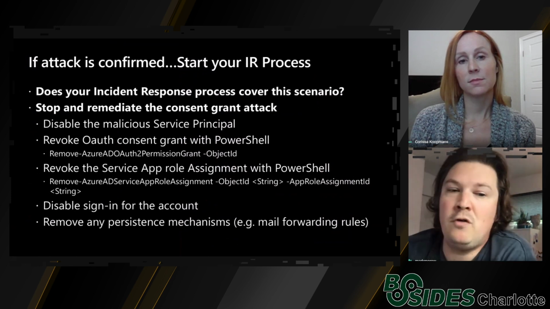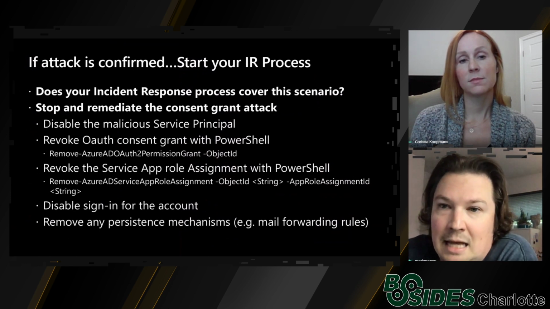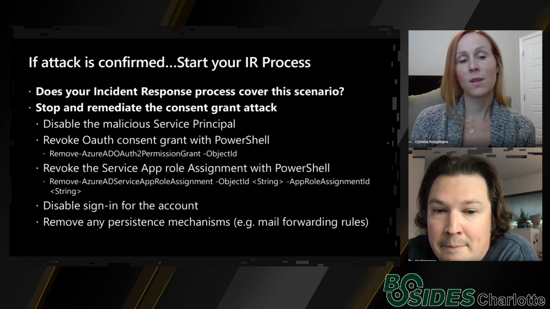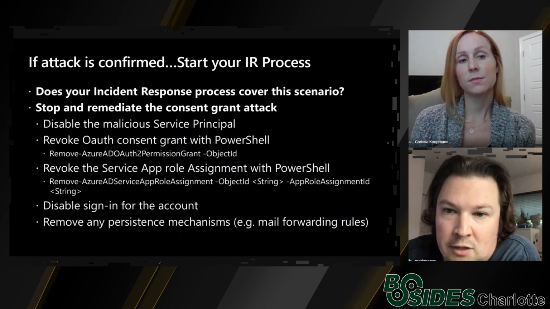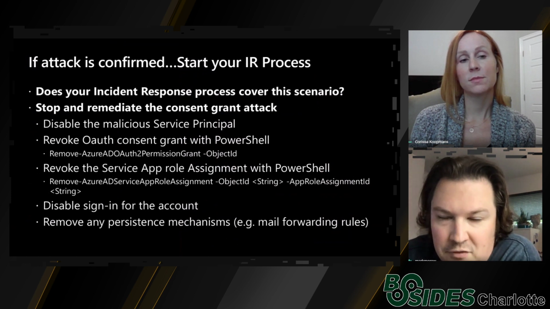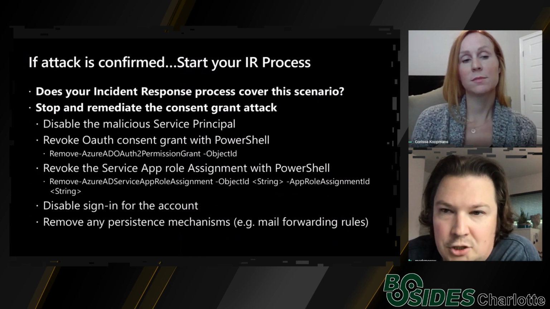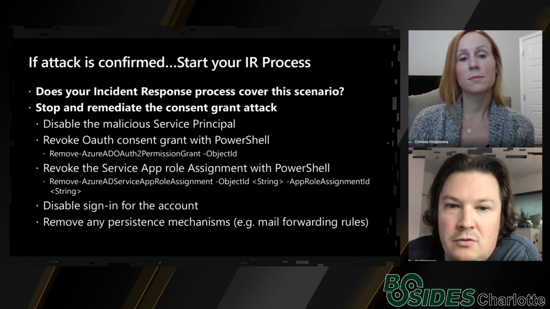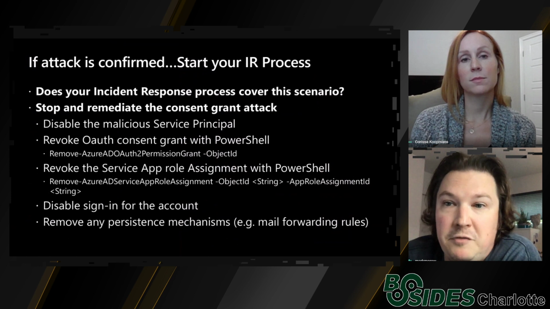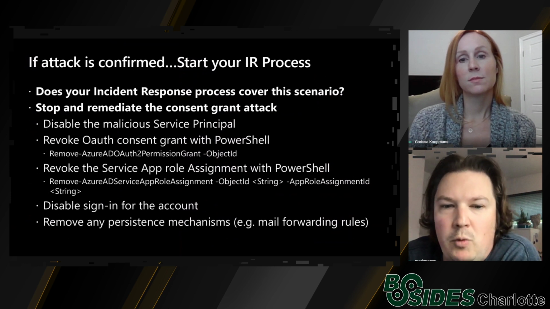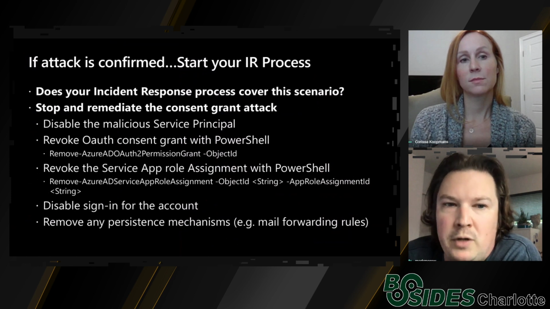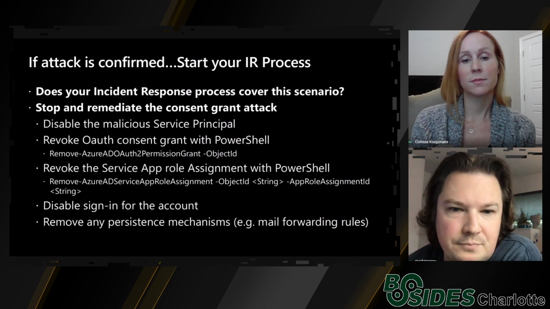And then we want to remove any of those persistent mechanisms that the application may have added. Remember, if it adds those mailbox forwarding rules and you don't check for that and you just remove the application, you have not removed the attacker. Those mailbox rules are still going to be forwarding mail and doing those things that they did. So we want to make sure we're looking into that to make sure we fully remove it. We don't just remove the app or disable the application. We need to go see what they actually changed and remove those types of persistent mechanisms as well.